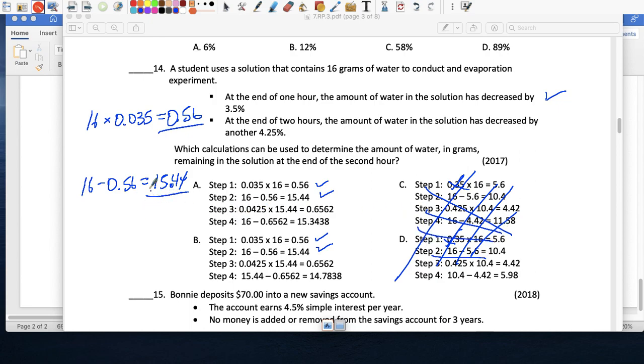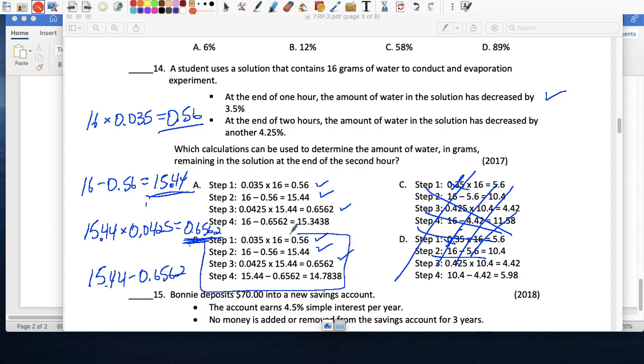So once you do that, you're going to take 15.44 and multiply it by 0.0425. So far those two, this one and this one, are correct. If you multiply that, you get 0.6562. And then you're going to subtract that from 15.44, which is what the water level is. So 15.44 minus 0.6562. The one that looks like that is this one. This one here, what was the mistake? They subtracted from the original amount, 16, which is incorrect because it had decreased a little bit.